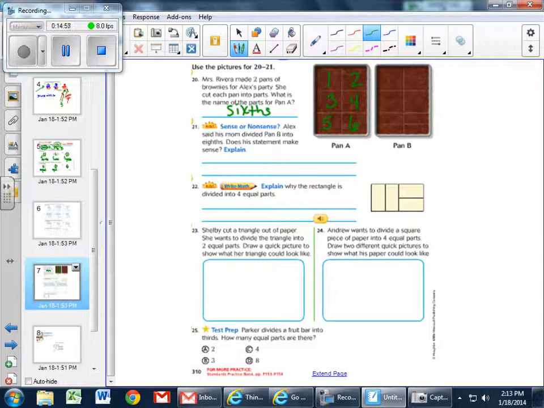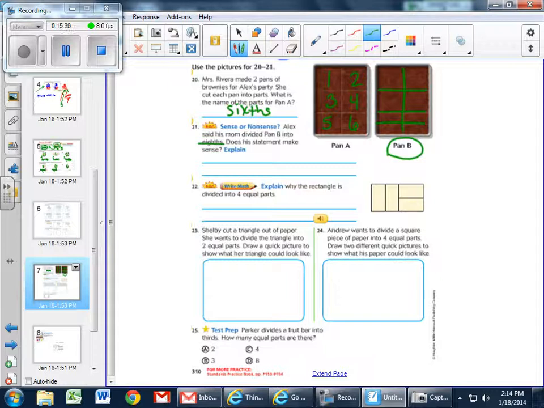Number 21. Alex said his mom divided pan B into eighths. Does this statement make sense? So we're looking at Pan B. I'm going to trace over my lines just so you can see it a little bit better. Does it make sense that his mom made that pan into eighths? Given what we've talked about with equal parts, can Pan B really be said that it is split into eighths? Are all of those pieces equal?